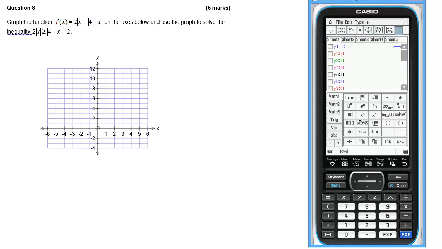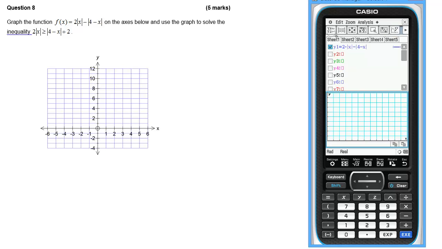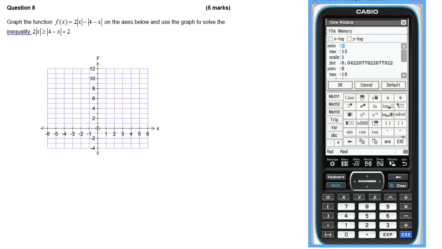So 2 mod x take away mod 4 minus x. Let's graph that. Now obviously we want a better picture of that. Let's use the same axes that we've got here.